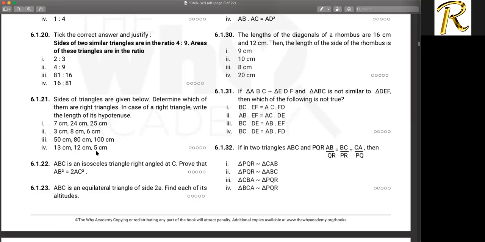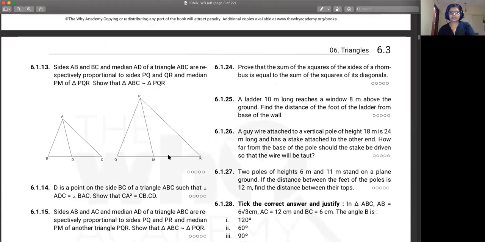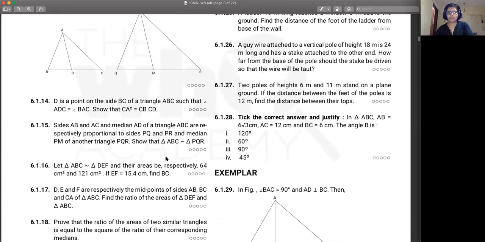It is a right angle triangle: 13, 12, 5. 169. Where is 169? Square, I mean RHS, LHS. Okay. So which one is the hypotenuse then? 13. 13, yes. Cool. All right. So after this, we can start the exemplar.